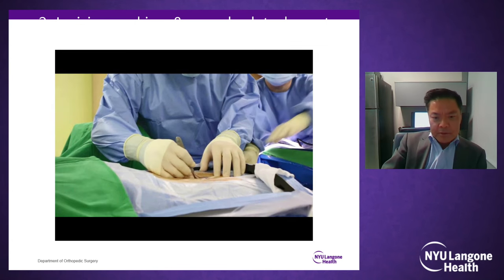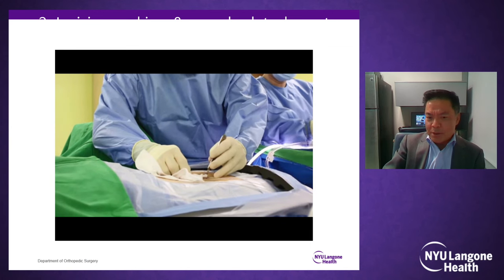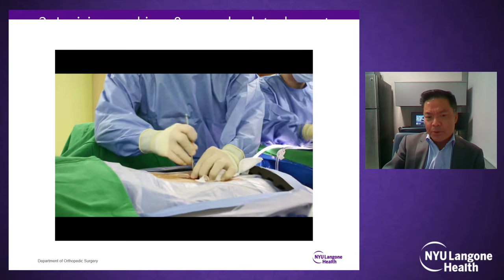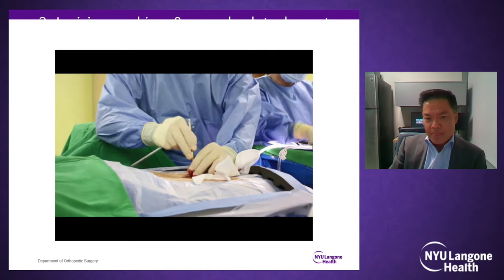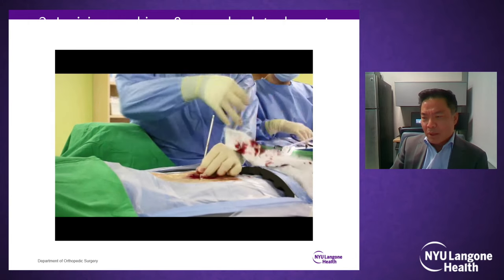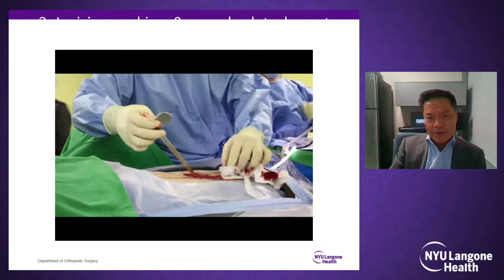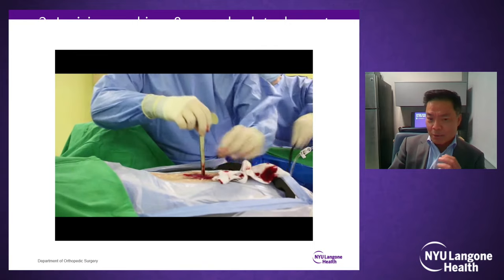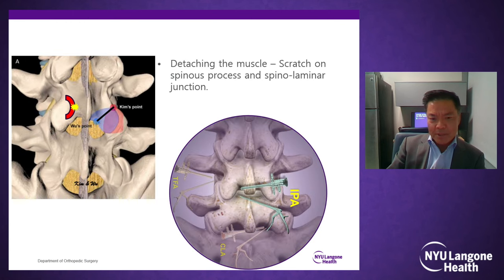So this is a quick video of how we start the case. We make two separate incisions. And once we cut the skin and the fascia, we introduce blunt dilators, just like the tubular approach, but it's going up to only about 4 millimeters in diameter. And once the dilators are in place, we free the muscle utilizing almost like a mini Cobb elevator, stripping the muscle off the lamina.